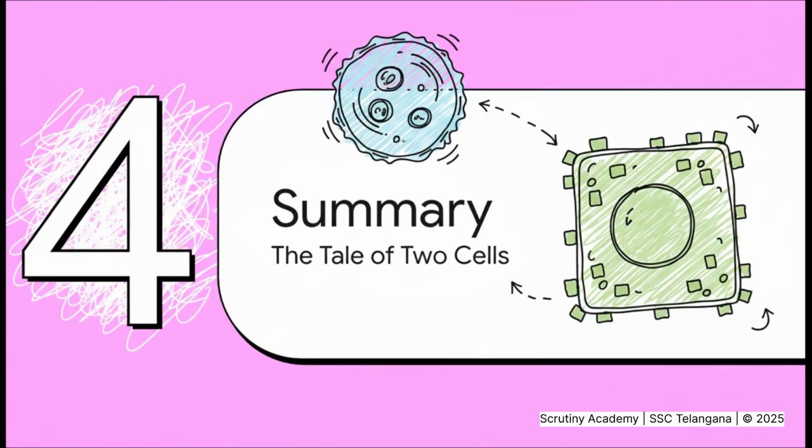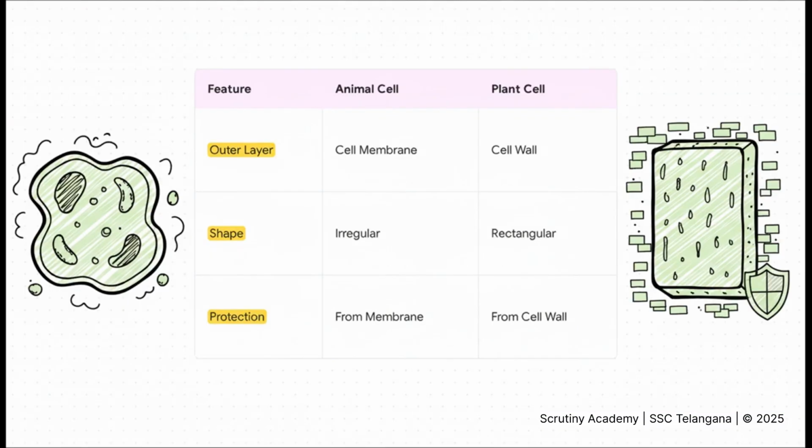All right, that was a pretty quick tour. So let's take a step back and do a quick recap of the key players we just met and really nail down the big differences between our two main types of cells. This table lays it out perfectly. You've got the animal cell on one side. Its outer layer is that flexible cell membrane, which lets it be mobile and have a weird shape. Then on the other side, the plant cell. Its outer layer is that tough cell wall, giving it a fixed, boxy shape and way more protection.